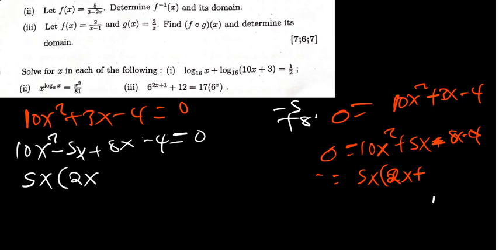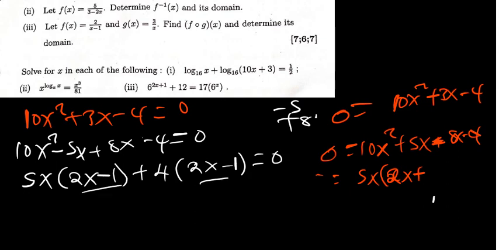So I can factor out 5x and remain with 2x minus 1, plus, I can factor out 4. So I'm going to have 2x minus 1. These two brackets are the same. So we have 5x plus 4 times 2x minus 1 is equal to 0.